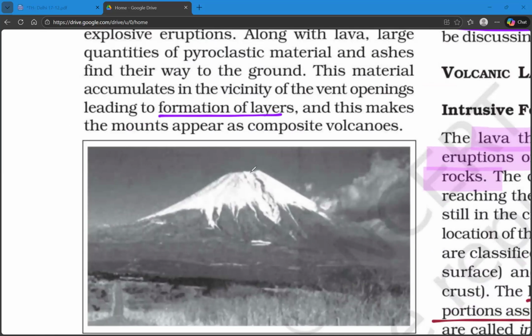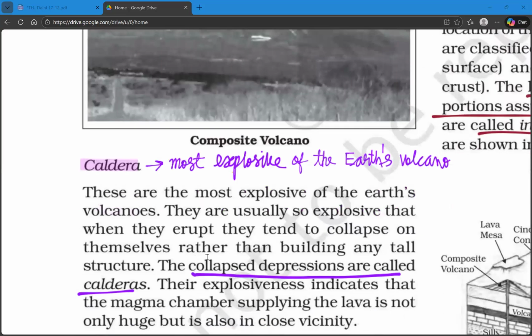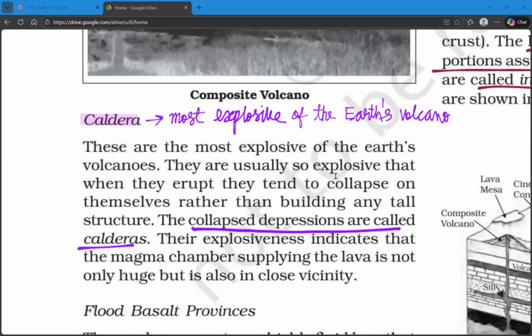this as an explosive volcano, this lava gets erupted so much that the roof of the volcano collapses and becomes a greater depression. So then it forms something like a caldera. So this is the meaning of calderas. Why do calderas form? Because of the more explosive nature of the earth's volcanic eruption. So this leads to the collapse on themselves, and the collapsed depressions are called calderas.